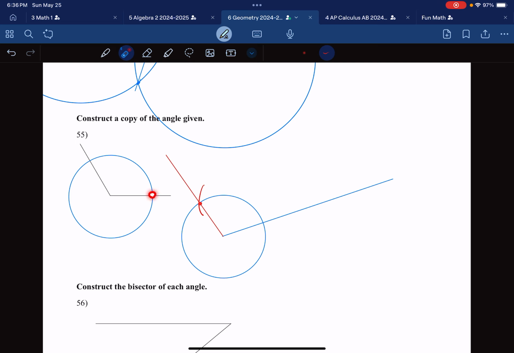So again, that last step, measure the distance between here and here, put your point of the compass right here, and then make your arc around it, and then you'll find where that intersection is.